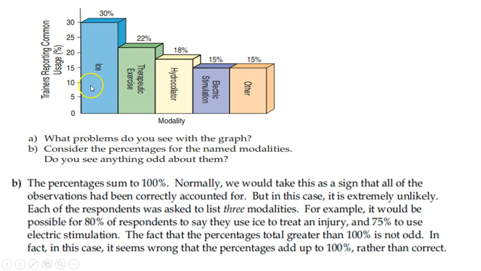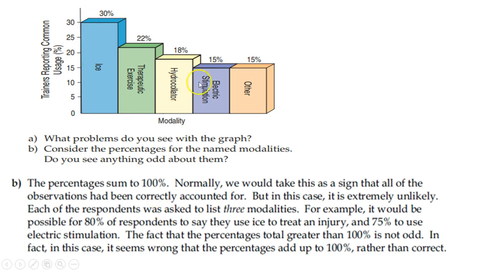Each person listed 3 different modes of getting help, and you're saying that only 30% of the people total did that. There should be a multitude of different things all over the place. I know they have other, but if these are the big things you're telling me, I feel like there'd be more categories, right? The fact that the percentages total greater than 100 is not odd. In fact, in this case, it seems wrong that the percentages do add up to 100.